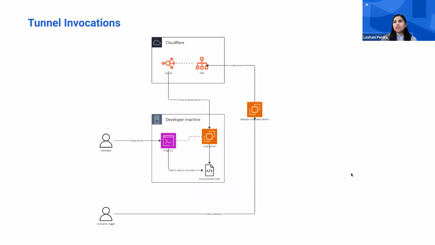So let's look at the invocation flow. When an invocation is triggered, the request comes to Atlassian services, and it will check whether a tunnel is open or not. If it is, it will try to invoke via Cloudflare, which is already linked to your local server, and the invocation will happen through your locally bundled code. So this is a very high-level picture of what is happening with the tunnel architecture.